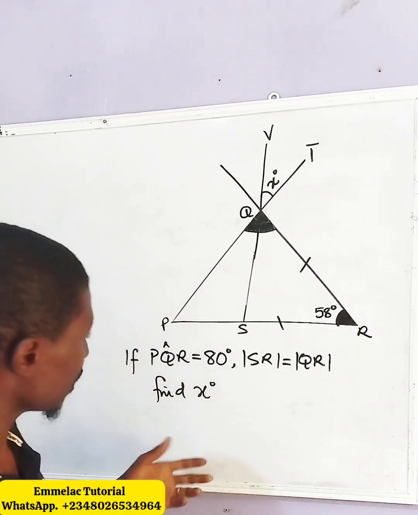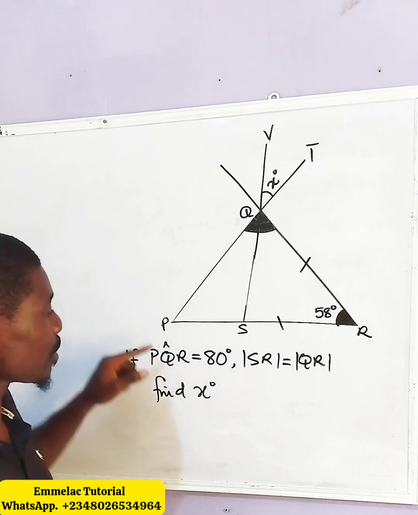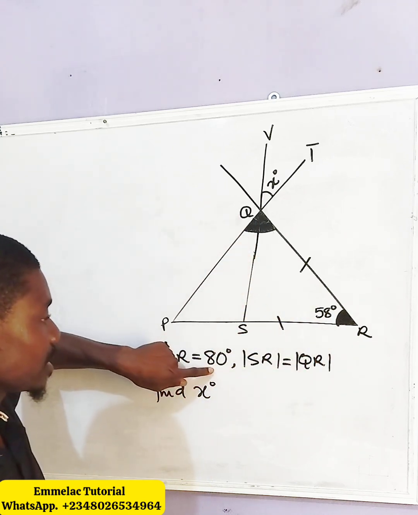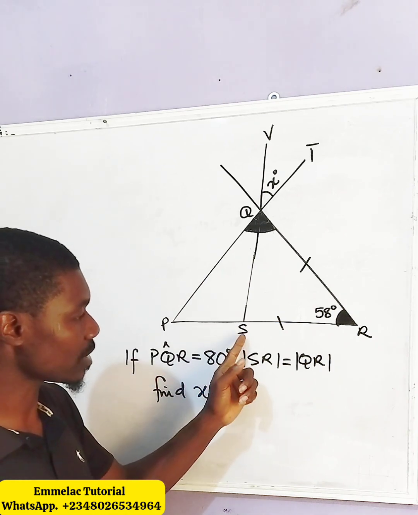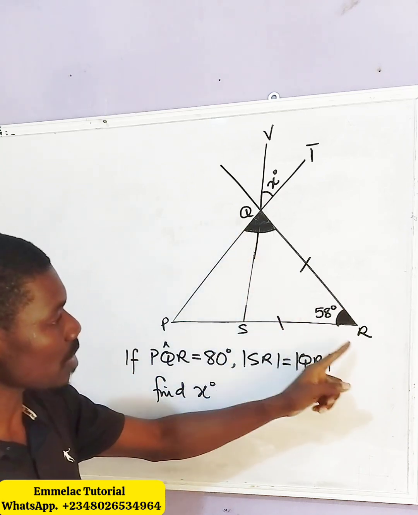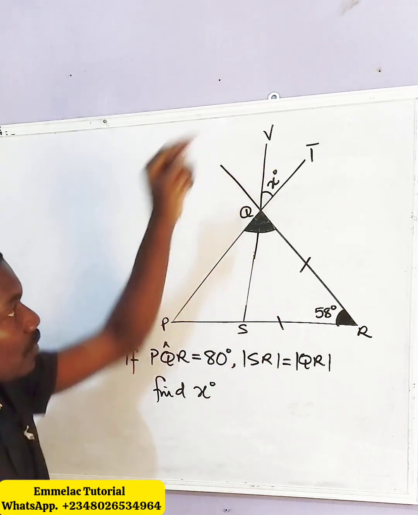Now, in this plane geometry question, it says if PQR, that is this angle shaded here, is 80 degrees, and side SR, here to here, is the same as QR, then find X. So there is the value of X.